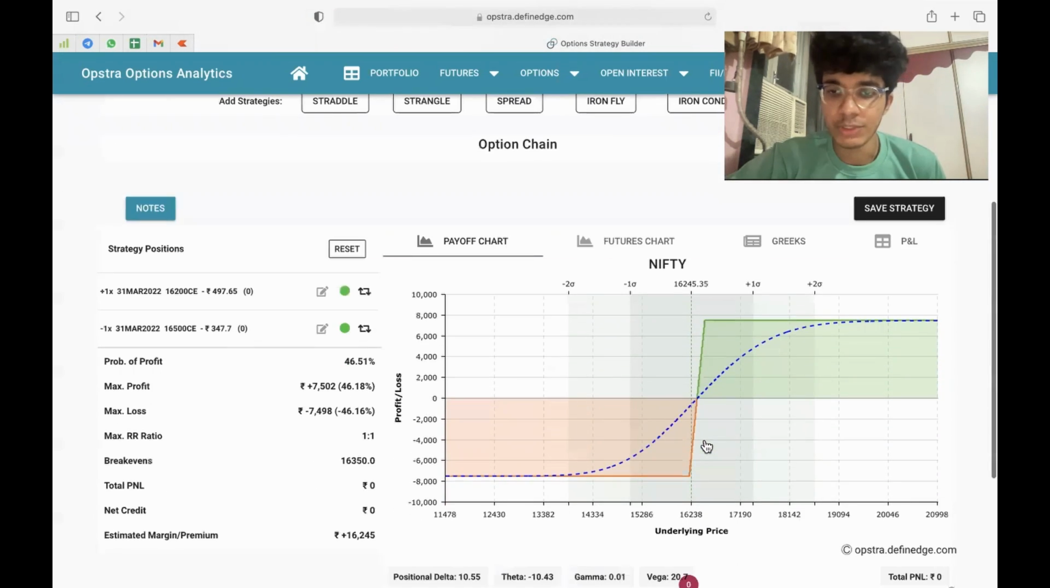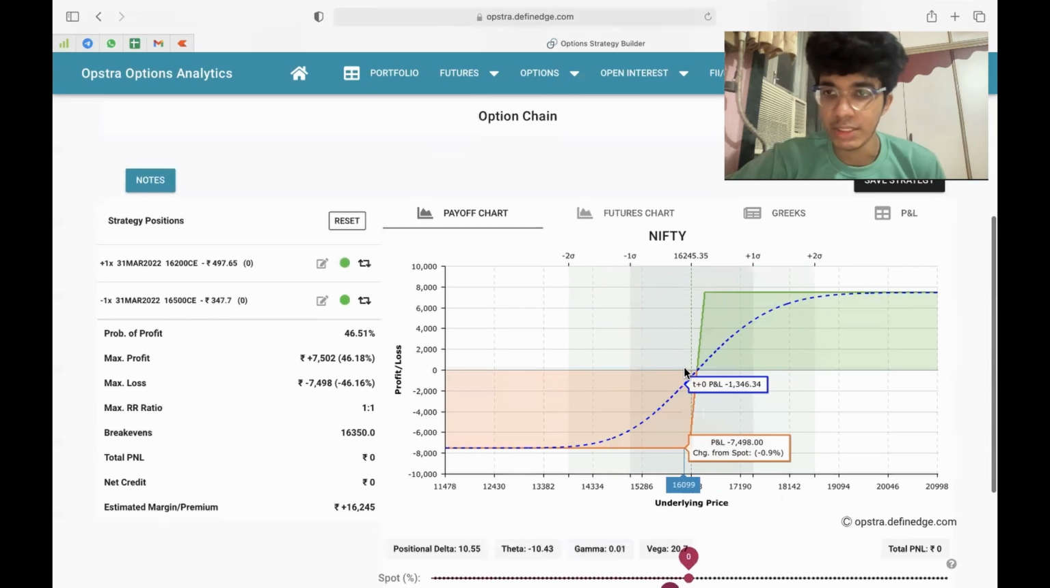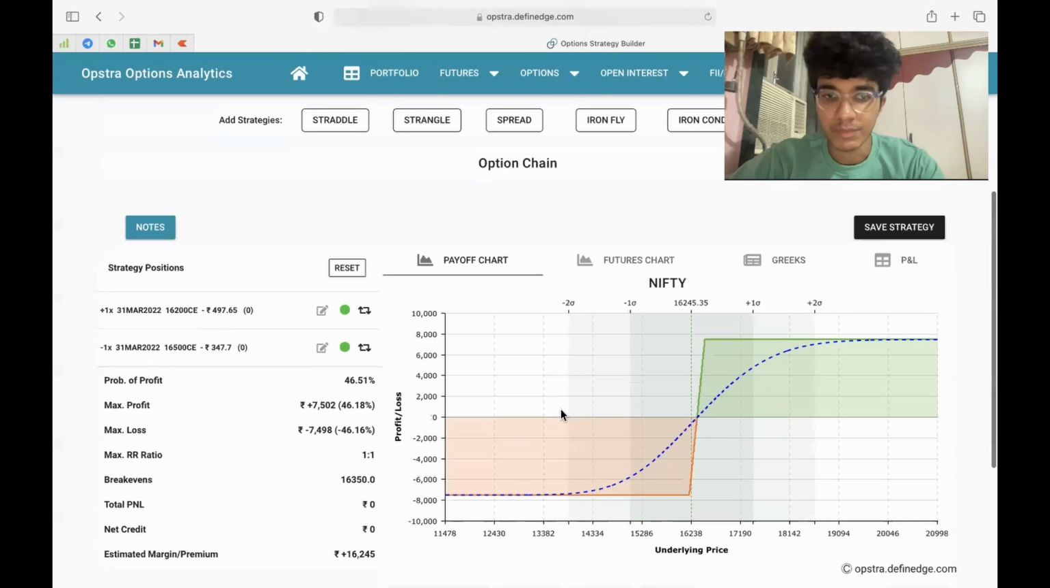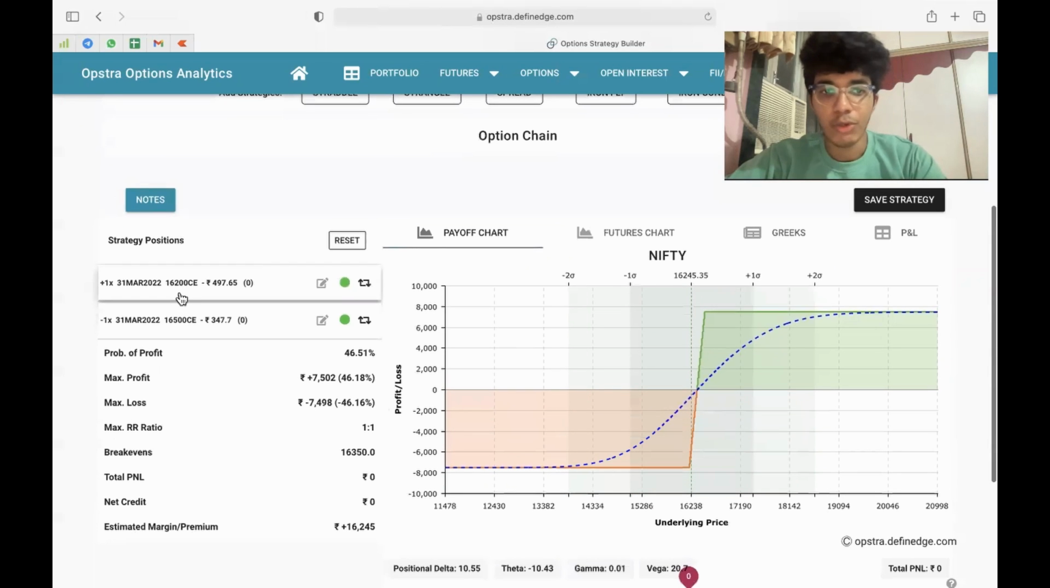So now I've added the positions, and the graph that you see is on the day of expiry. The expiry that we have taken is 31st March. We have bought a 16,200 call for 497, and we have sold a 16,500 call for 347.